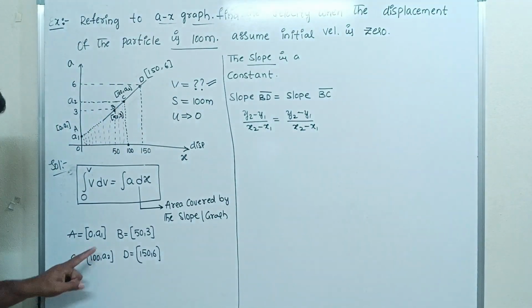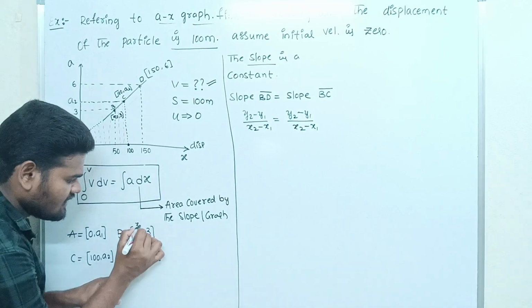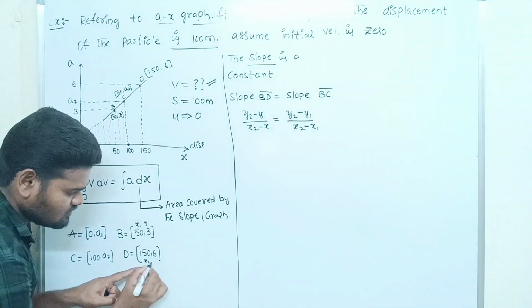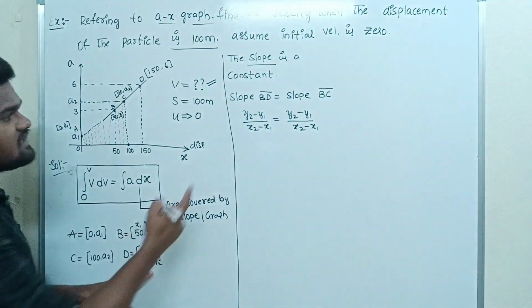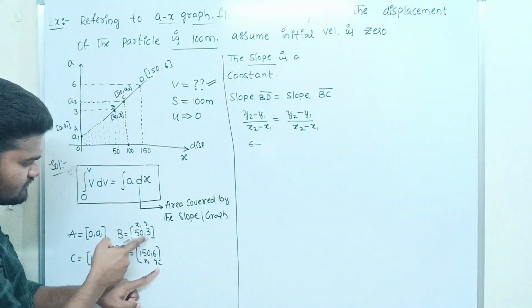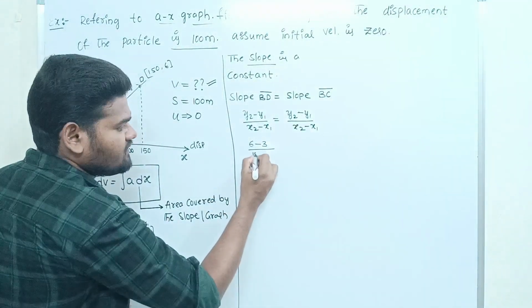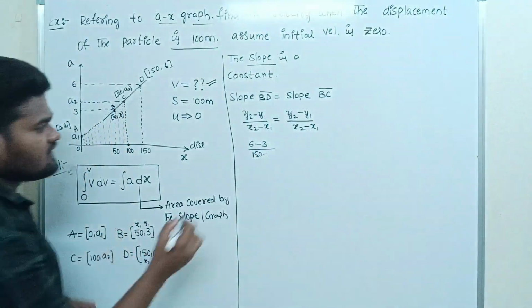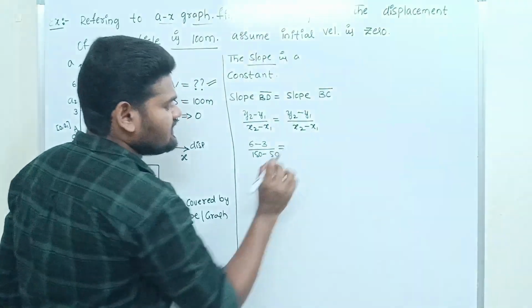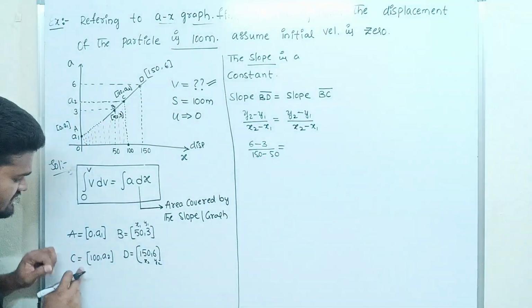So have a look. In case of BD, x1, y1, x2, y2. So BD is equal to y2 minus y1. 6 minus what is y1? 3, divided by x2. What is x2? 150 minus what is x1? 50. Are you getting? That is equal to, in case of BC, here B is there, here C is there.